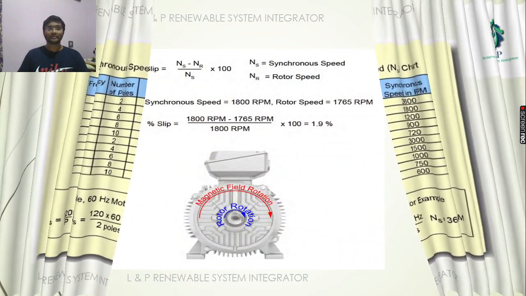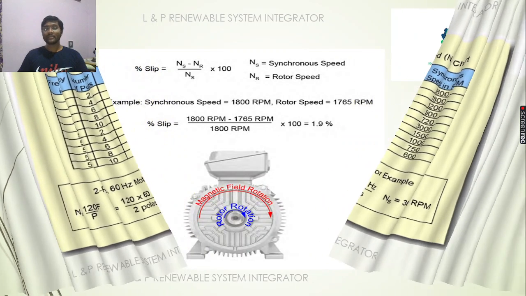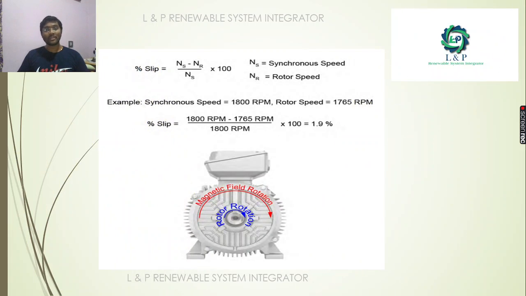Now we need to know about slip also. It is nothing but the difference between the synchronous speed and the motor speed, divided by the synchronous speed. This is how slip is calculated for any sort of motor.